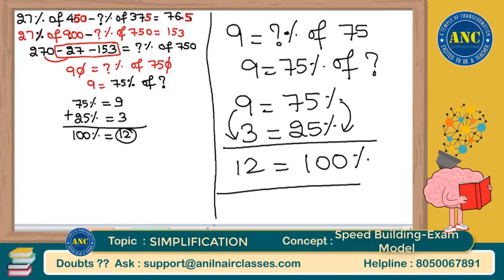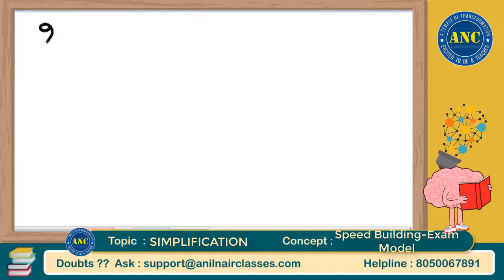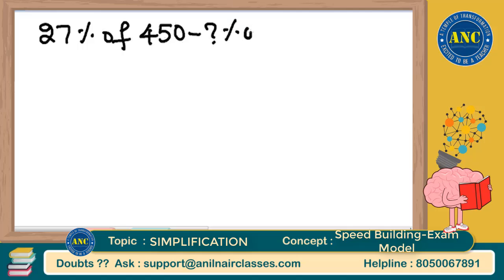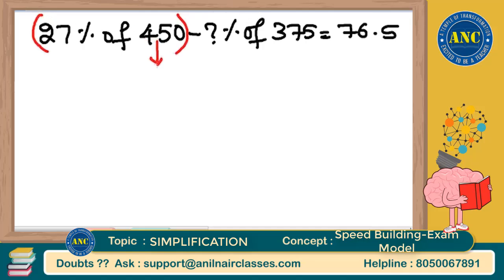Okay, now see here, sir. Sanmati is asking me this question. Let us think logically. I will write that first statement once again, Sanmati. The question is 27 percentage of 450 minus question mark percentage of 375 is equal to 76.5. What Sanmati is asking is, sir, you are multiplying this by 2. You wrote only 450, doubled it as 900. Why didn't you double 27 as 54? Now Sanmati, beautiful question you asked, but the answer is very simple.